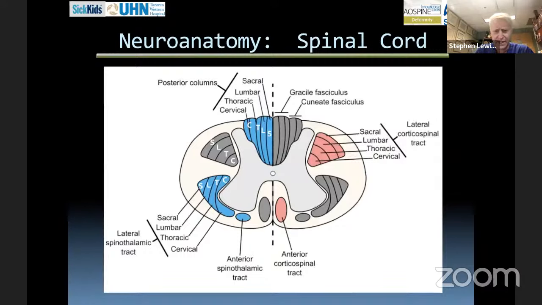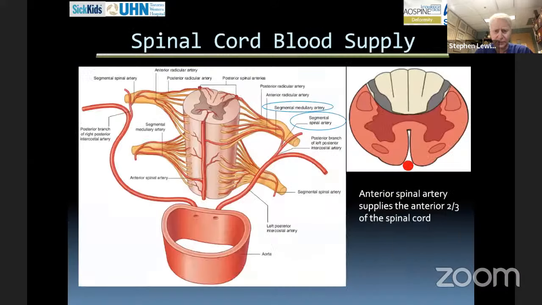In terms of the way the fibers go, for the anterior tracts, the cervical fibers are going to be medial, and the sacral and lumbar are more lateral. That gives us the central cord syndrome that we see, where the upper extremities are going to be more involved than the lower extremities.